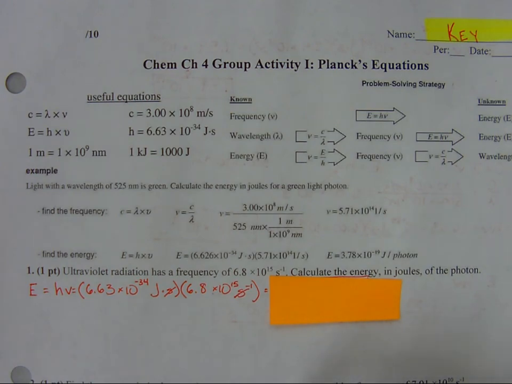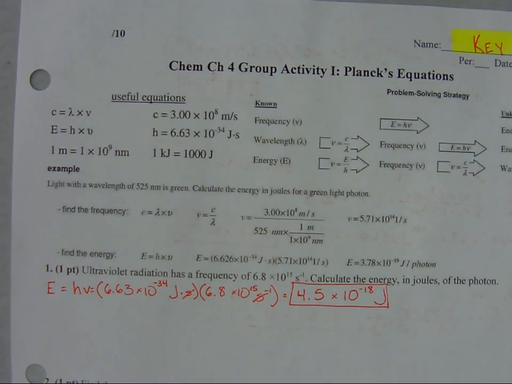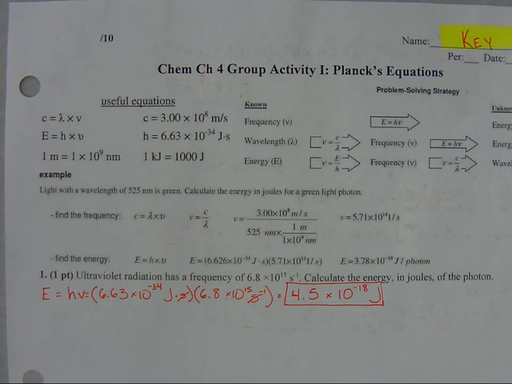So plug this into the calculator. We get 4.5 times 10 to the -18th joules.